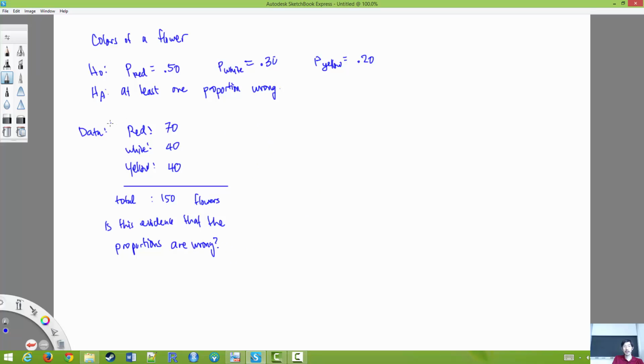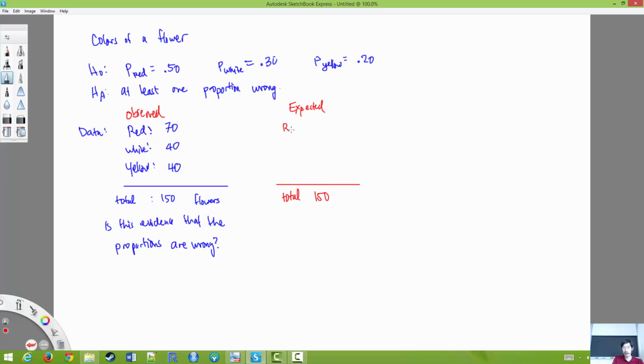Okay, so this is what we observed. Our data is our observed data. So let's go through the solving. So what we have is our observed. Let's do our expected numbers. Okay, so the total we have is 150.